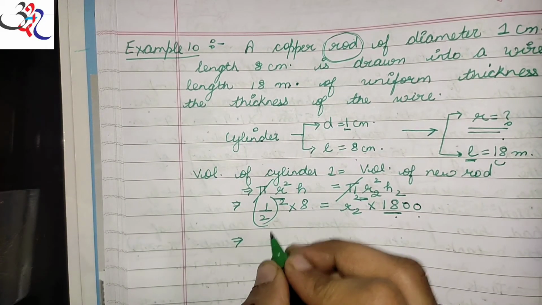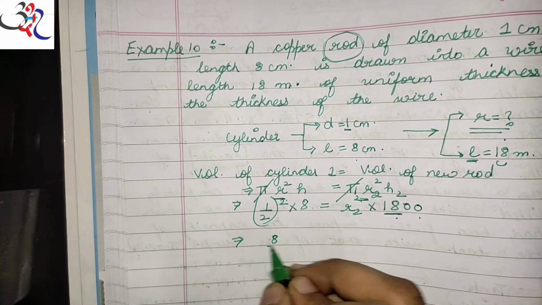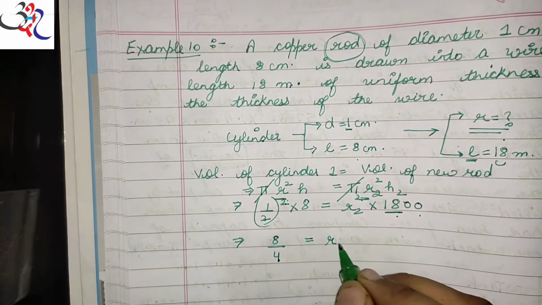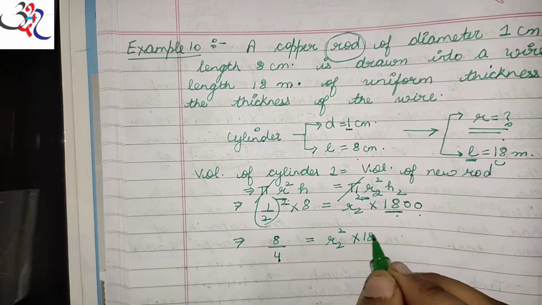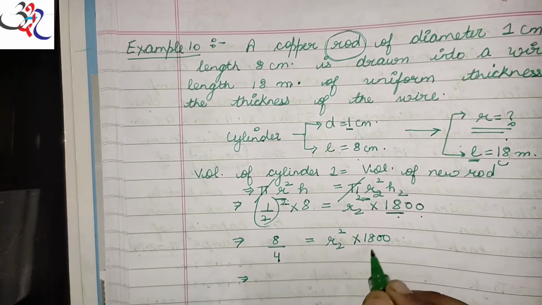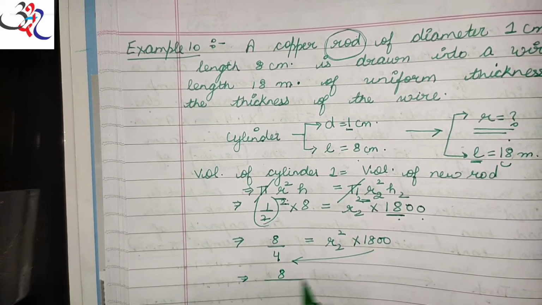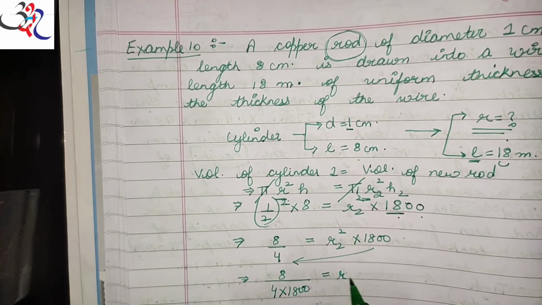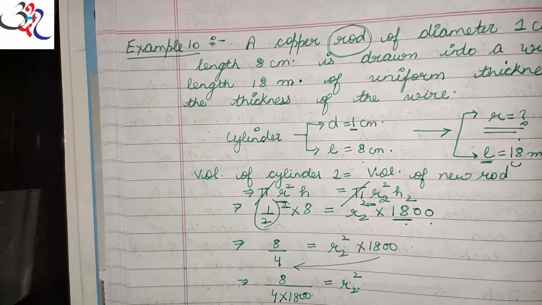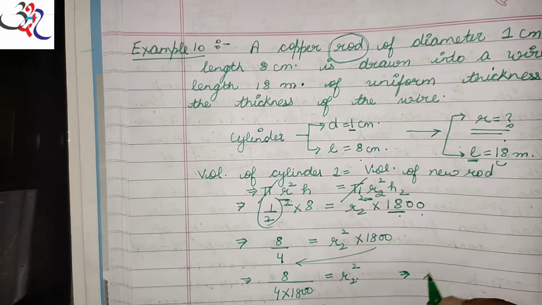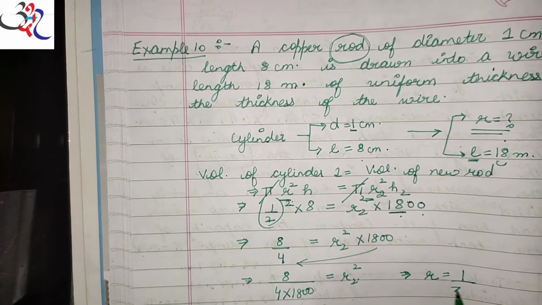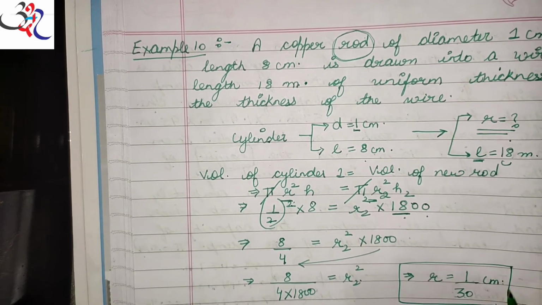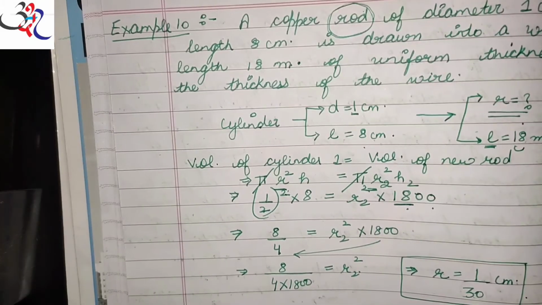So now you can see that 8 by 4, because 2 square will be 4 here, is equal to R2 square into 1800. So this 1800 will go to the downward side. So I will get 8 by 4 into 1800 is equal to R2 square. Once I solve all of this, my radius will be equal to 1 by 30 centimeter. Okay.